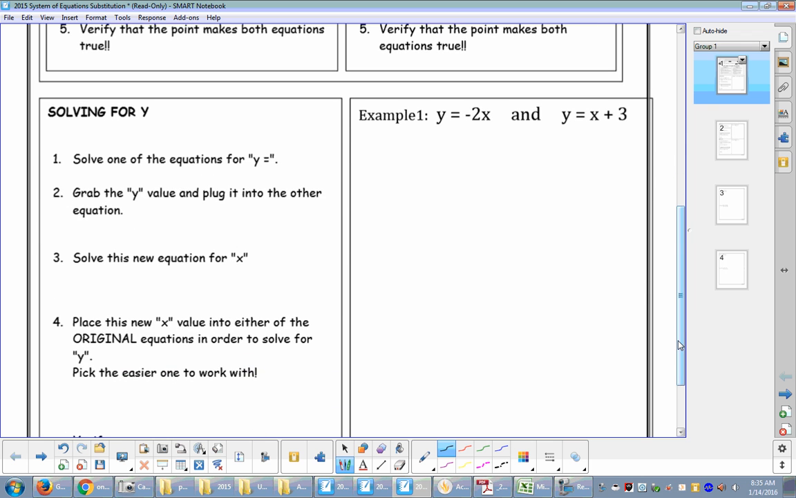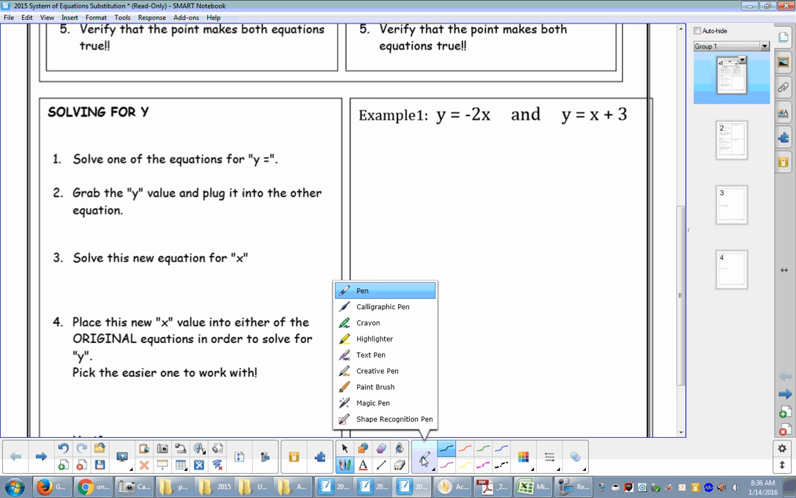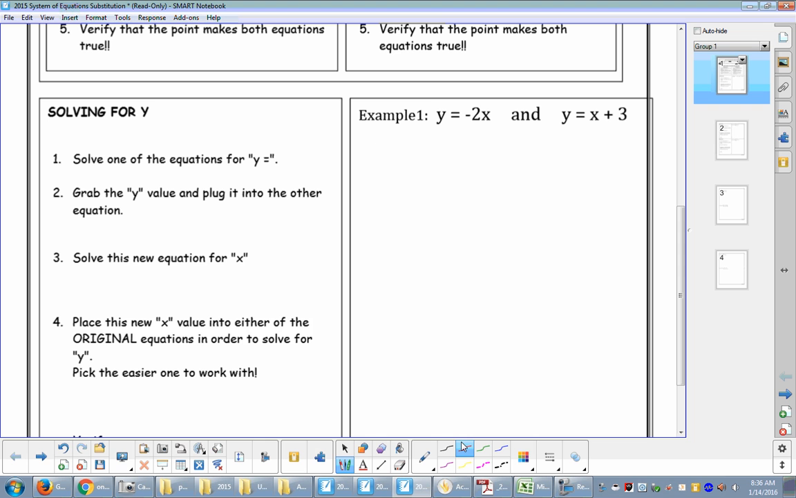For this example, we are going to solve for y. But remember, you can also solve for x. Either you solve for y or solve for x, it doesn't really matter. In this case, I'm going to demonstrate how to solve for y. Now, if you look at example number 1, both equations were already solved for y. So we don't need to do step 1, because it is done already.